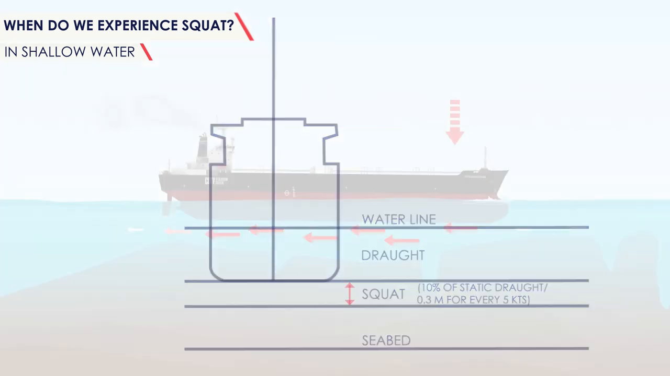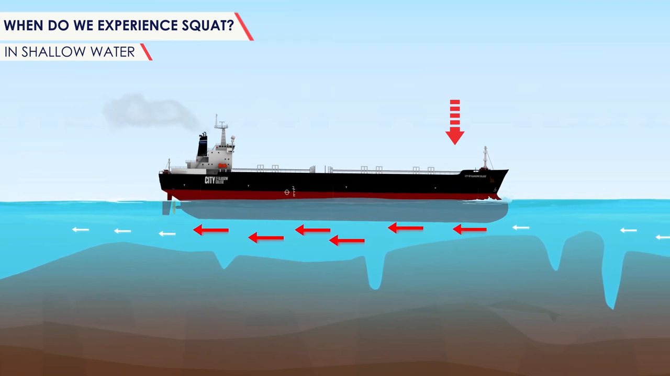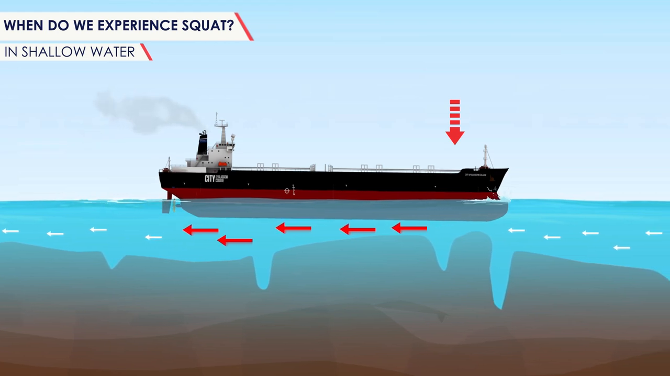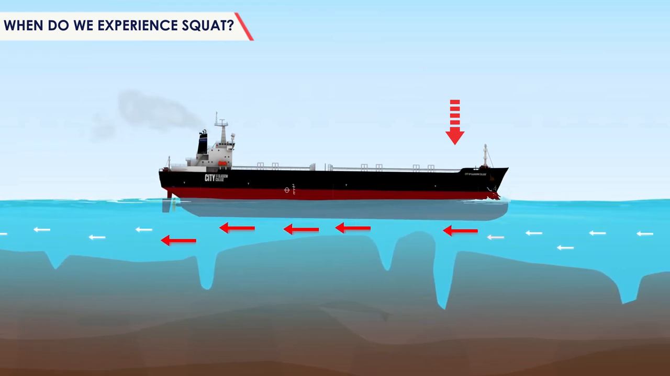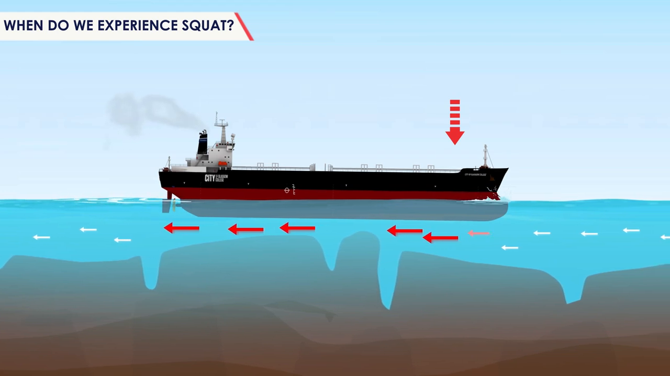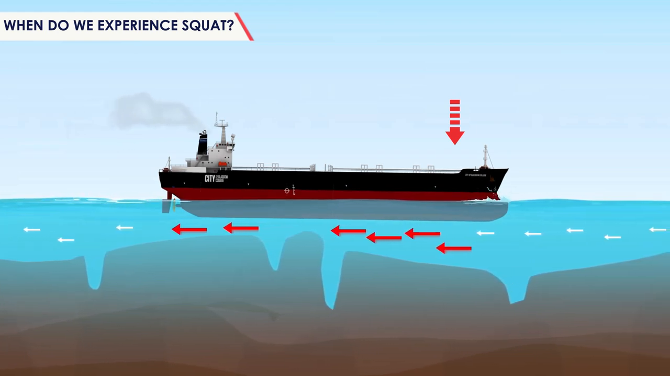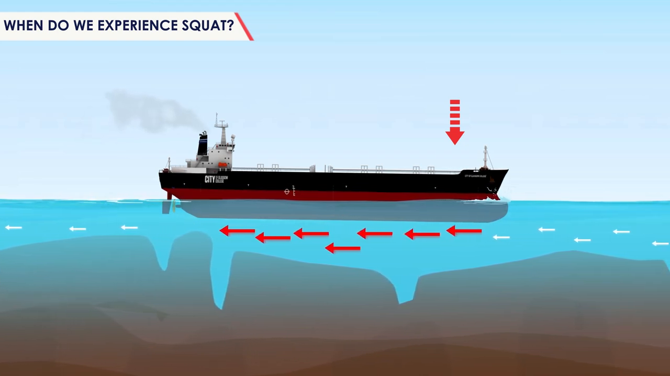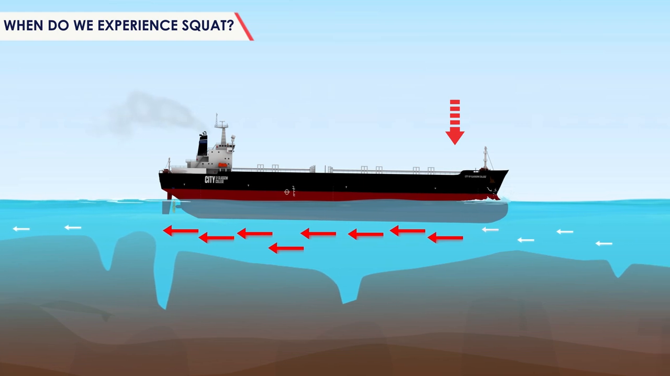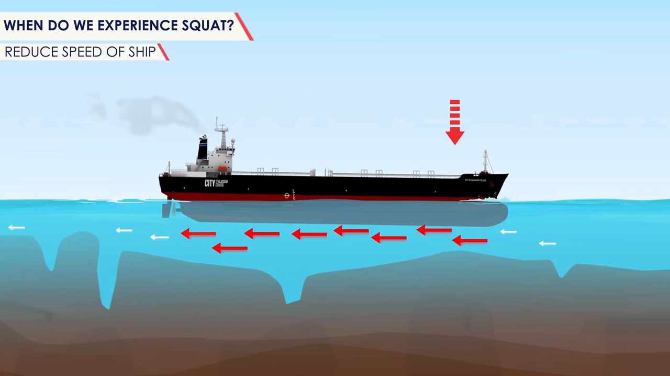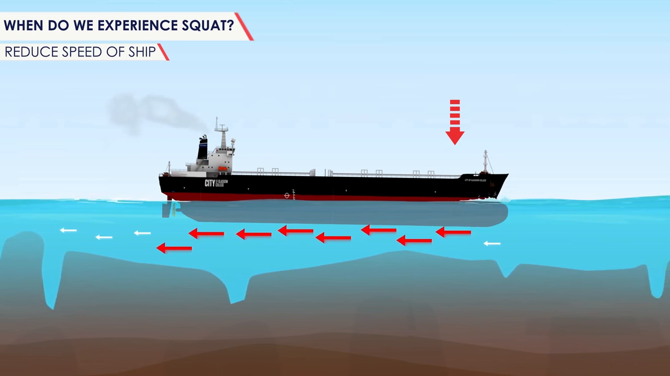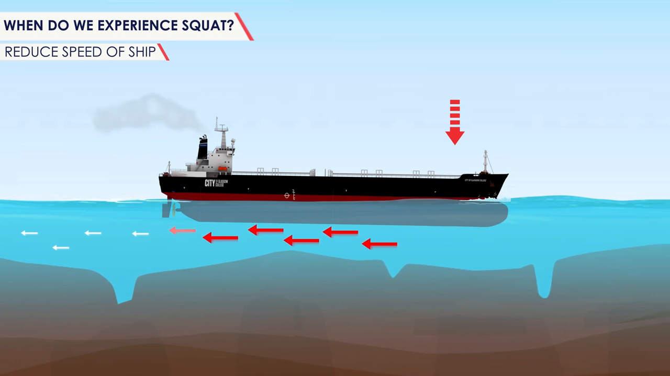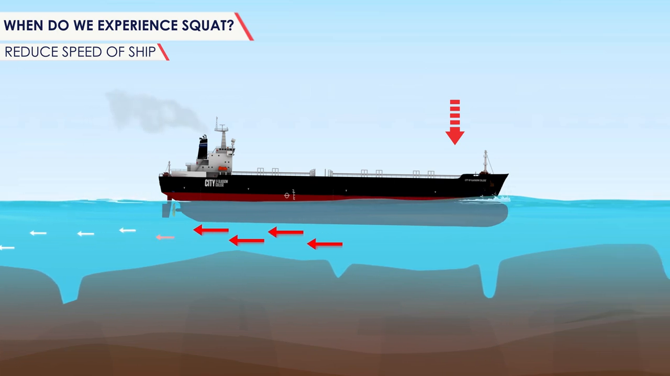High speed in shallow water can also adversely affect a ship's ability to steer. Squat effect will vary from ship to ship. As the squat is a direct result of a drop in pressure due to the water acceleration under the hull, increased speeds result in increased water acceleration and increased sinkage. The most effective way to reduce squat is by reducing the acceleration of underkeel water, and that can be achieved by reducing the speed of the ship.